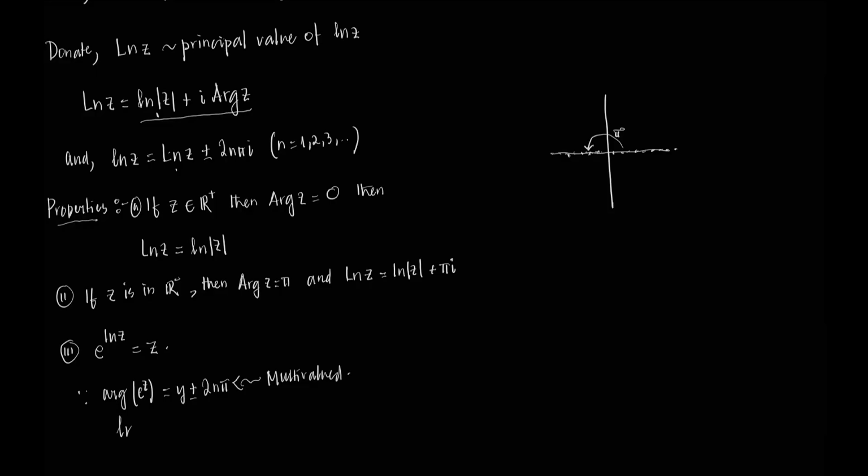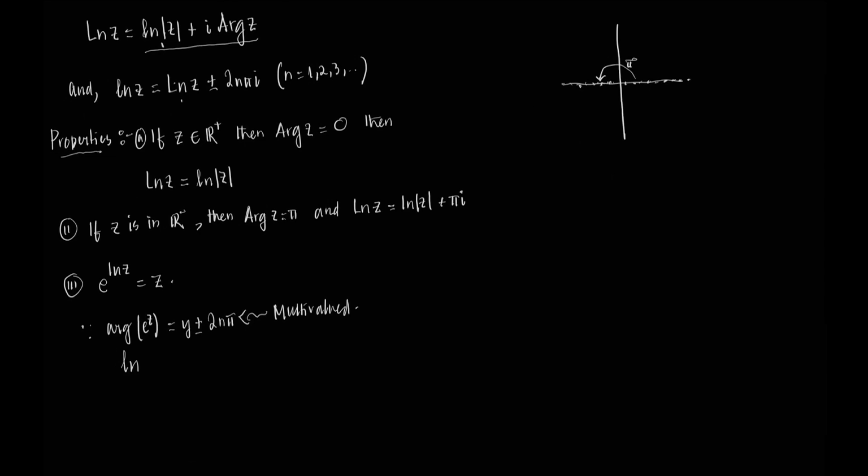Hence, if you take log of e power Z, let me put it here, log of e power Z, that is nothing but Z plus minus 2n pi I, where n equals 0, 1, 2, and it goes on. I hope this is clear.